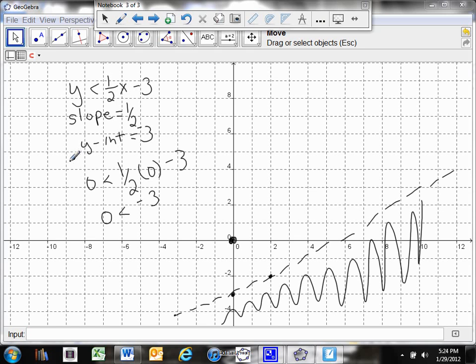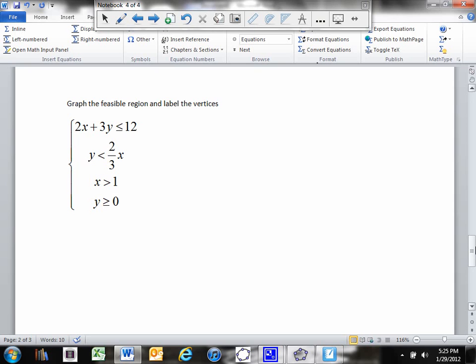Now, most of the time, if you've got the y isolated, you don't have to bother with the test point, because you know that the lesser values of y are down the axis. If you get less than, shade below, greater than, shade above. But you do need to worry about it when you have standard form.